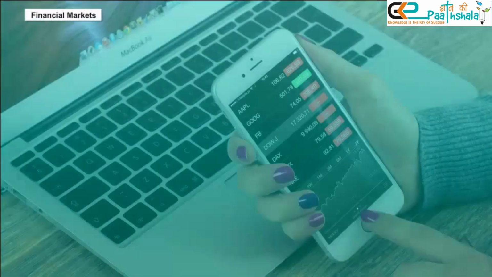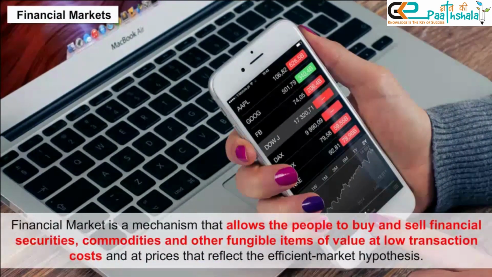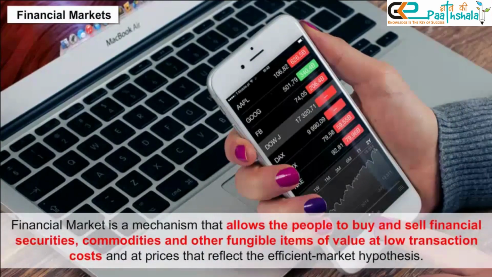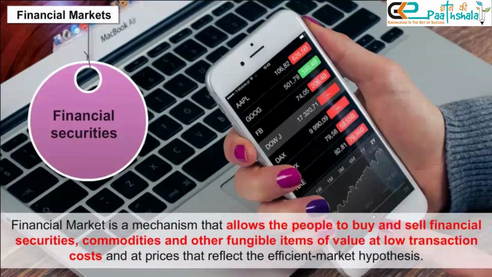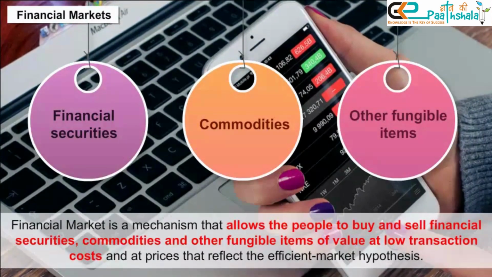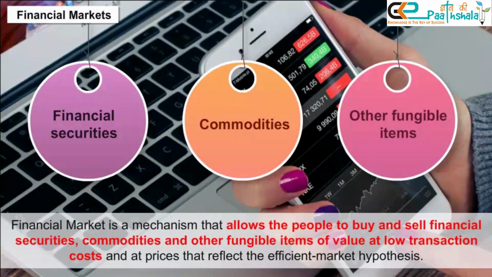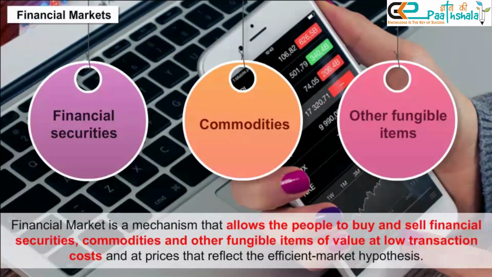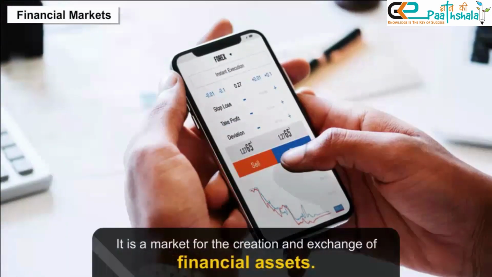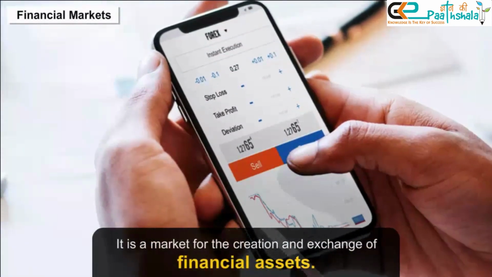Introduction. Financial markets. Financial market is a mechanism that allows the people to buy and sell financial securities, commodities, and other fungible items of value at low transaction costs and at prices that reflect the efficient market hypothesis. It is a market for the creation and exchange of financial assets.